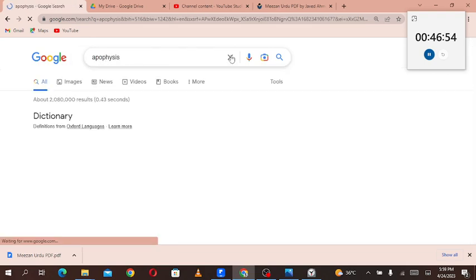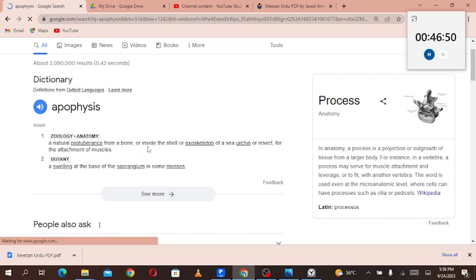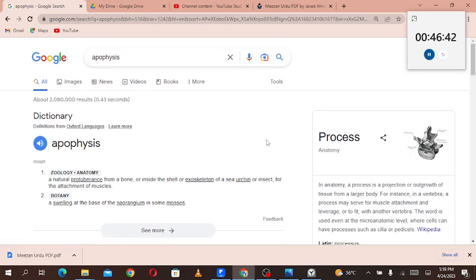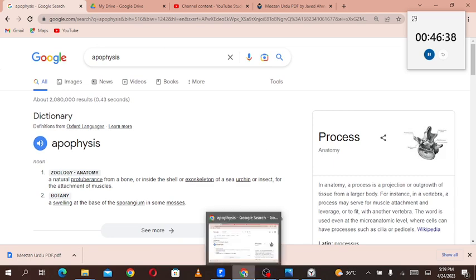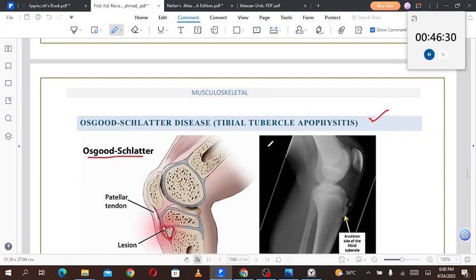The apophysis is a natural protuberance from a bone, or inside the shell of an exoskeleton, like a sea urchin or insect. So in anatomy it is a process, a projection that comes out of a bone. In the case of the tibia, it is the tibial tubercle. An overuse injury of the secondary ossification center of the tibial tubercle is called Osgood-Schlatter disease, or tibial tubercle apophysitis.